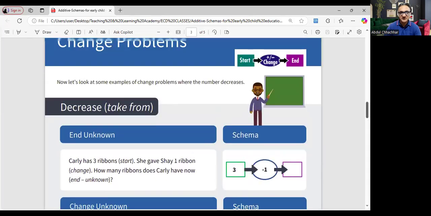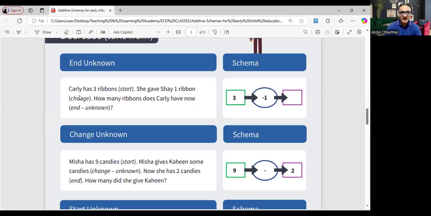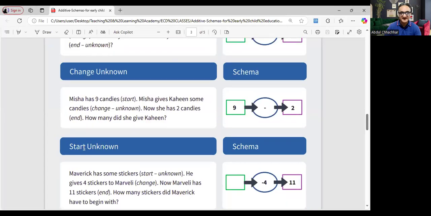Now the change in a decrease. We have to understand both. Here are some examples of a change problem where the numbers decrease, which means we'll be subtracting. Carly has three ribbons and she gave away one ribbon. So minus one. Again, it's a change problem, so the end will change. This is again a change problem in which the end is unknown, but with subtraction. Here the change is unknown, and here the start is unknown. You must know these components.